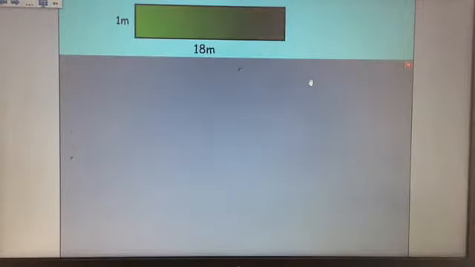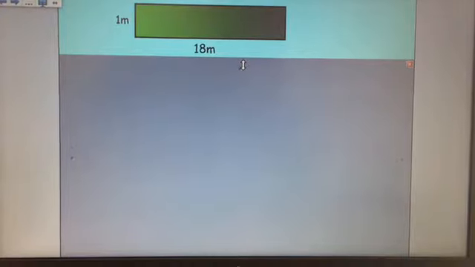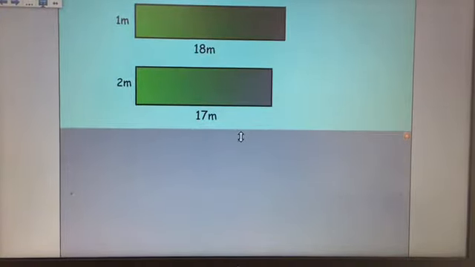Okay, so as I said, a good starting point is 1 times 18, which hopefully you've worked out gives you an area of 18 meters squared. 1 times 18 is 18. Your next logical step would be 2 and 17.